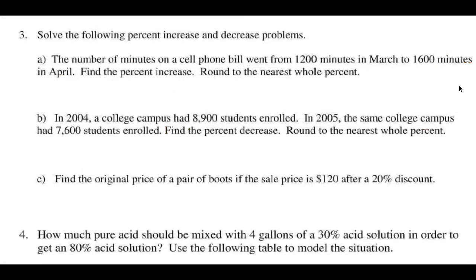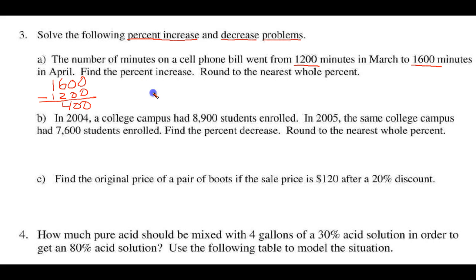Let's go on. Now, for number 3, we need a little bit of background, because here we're talking about percent of increase and percent of decrease. And we'll use this as an example. So the number of minutes on a cell phone bill went from 1,200 to 1,600. So what kind of problem would this be? Increase or decrease? Well, it's obvious it's an increase. But they're all treated this way. We're going to subtract to find the difference. So 1,600 minus 1,200 gives us 400.